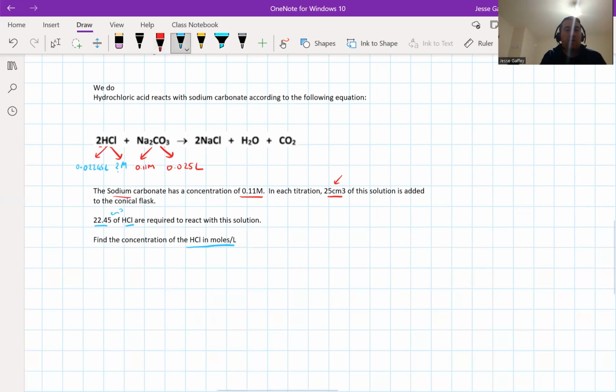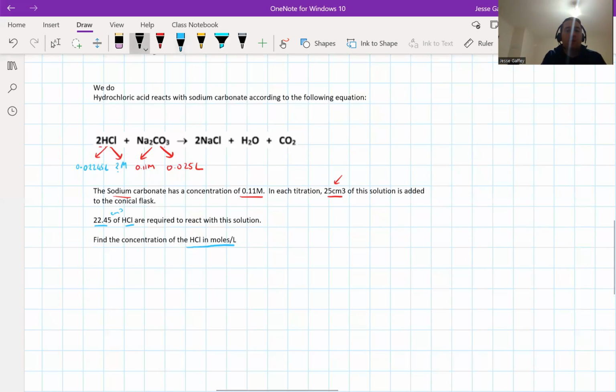All right, so here I'll help you if you're stuck. This is what we know. This is number 1. We're going to use this to go to number 2, find the moles of that. Then we're going to find the moles of this, and then we're going to find the moles per liter of this. All right. So let's work our way through that now.